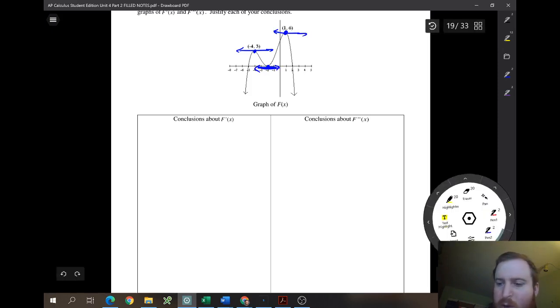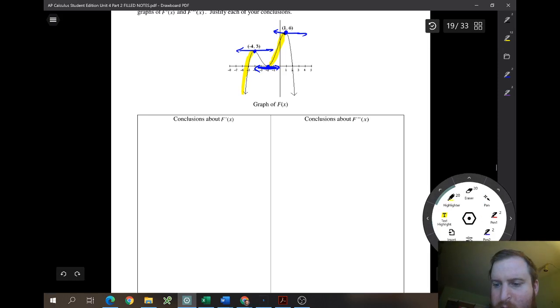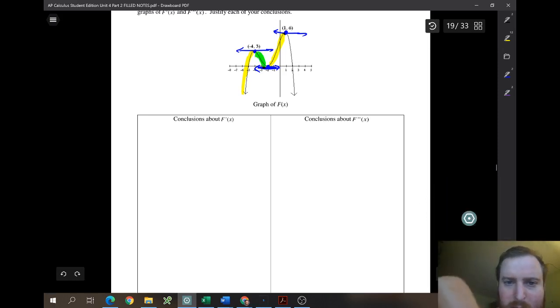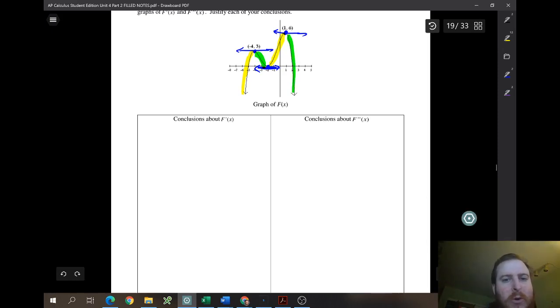Then maybe I'll highlight the increasing parts in yellow. So those increasing sections are in yellow, and we can use green for our decreasing sections. This is only going to relate to increasing and decreasing, so right now we're only thinking about connections between f and f prime. Our first connection we can make is that f prime of x will be greater than zero for negative infinity to negative 4, union negative 2 to 1, because f of x is increasing.